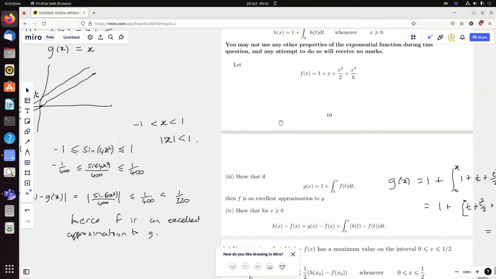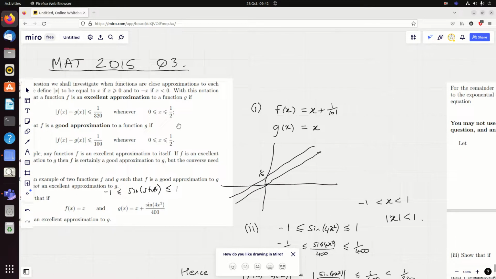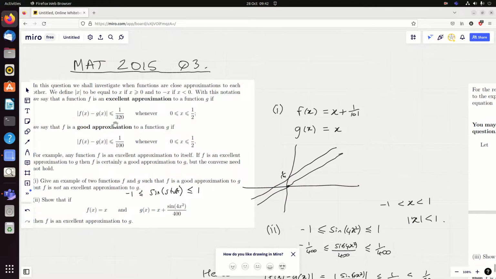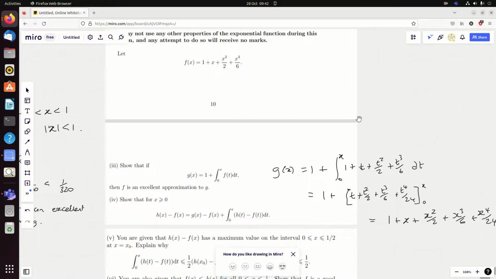Are we trying to show this is excellent or good? I can't remember. We're trying to show it's excellent. So we're going to show that when we subtract it and make it positive, it should be less than or equal to 1 over 320. And it's only valid for 0 to a half, by the way, that's the way they've defined it.